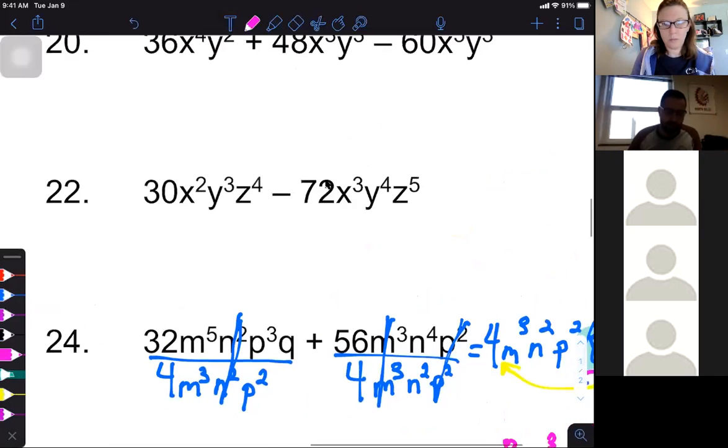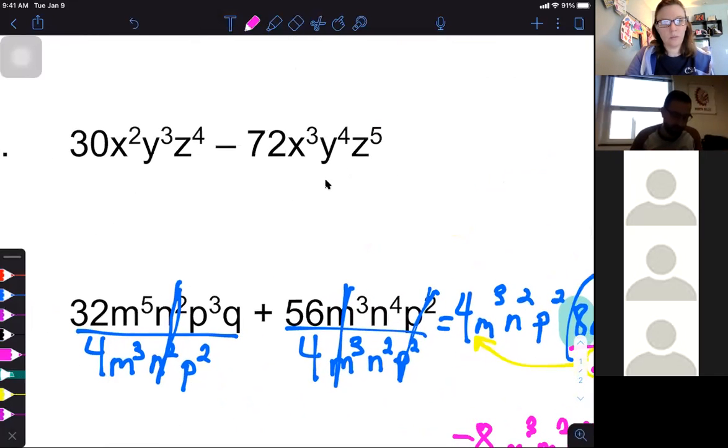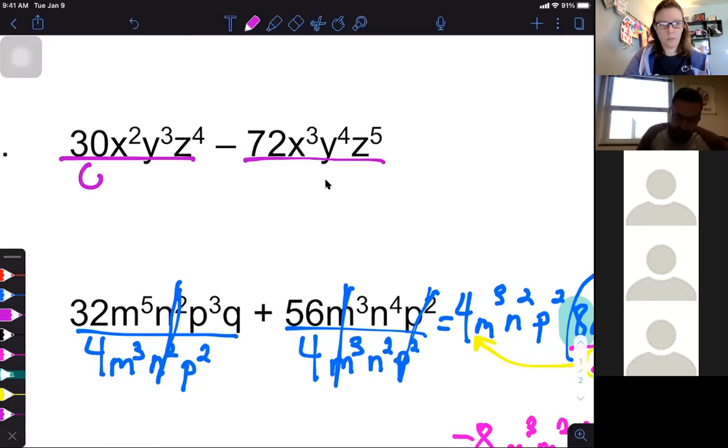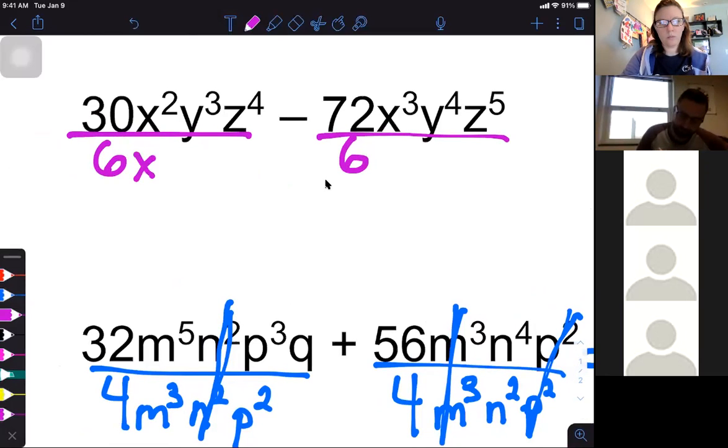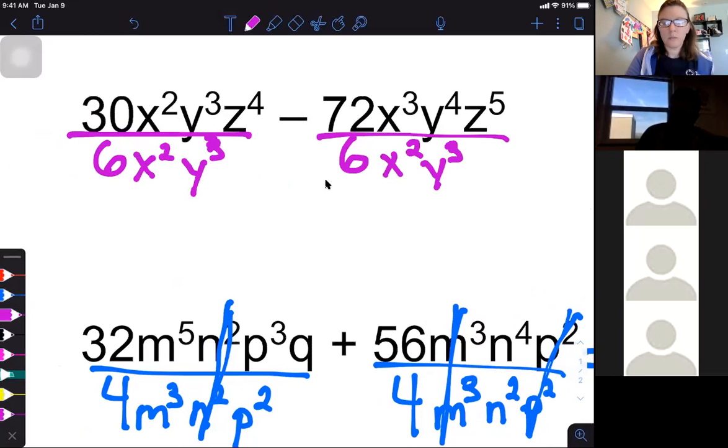All right, we're looking at 30 and 72. What is the GCF of 30 and 72? 6. 6, okay. So if we take 6, now let's look at your variables. What's your GCF for your X variable? X2, Y3, Z4. Okay, X2, your Y is 3, and then your Z is 4.